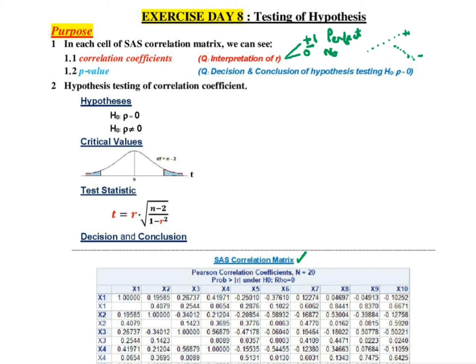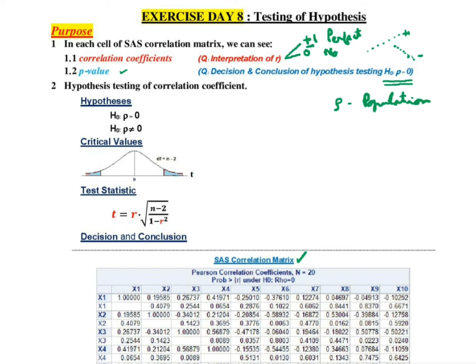Okay, next one, p-value. P-value is the probability value of the test statistic. In the output, p-values are given nearby the correlated test statistic. So in this lesson, you will study this hypothesis. H0: rho is 0. What is rho? Rho is the correlation value for the population. If we know the data of the whole population, we can compute the rho value exactly.